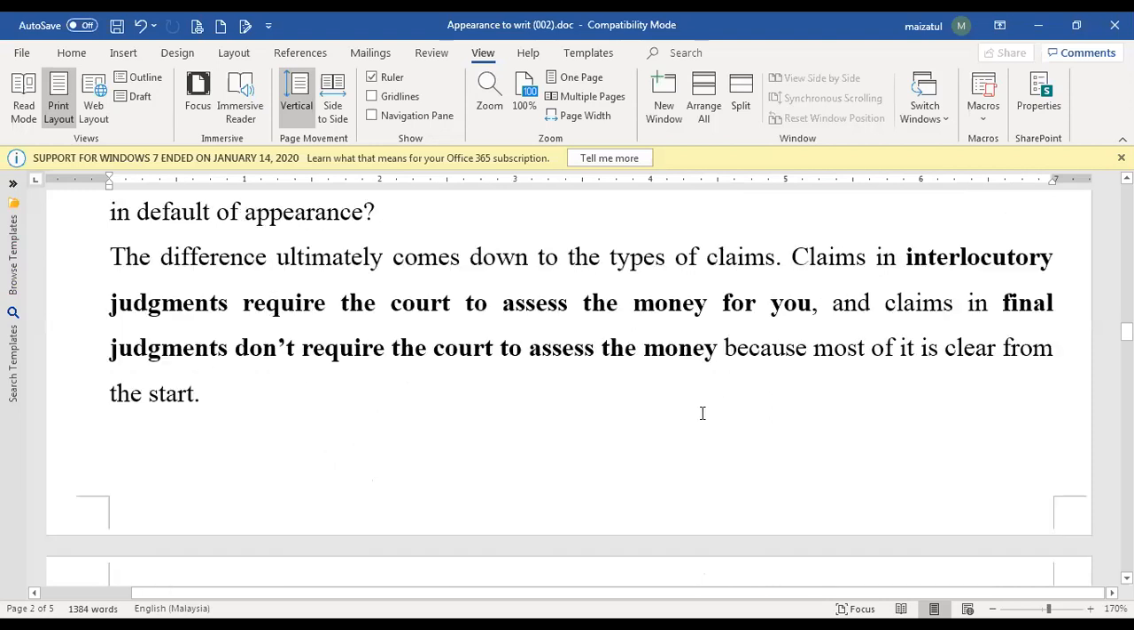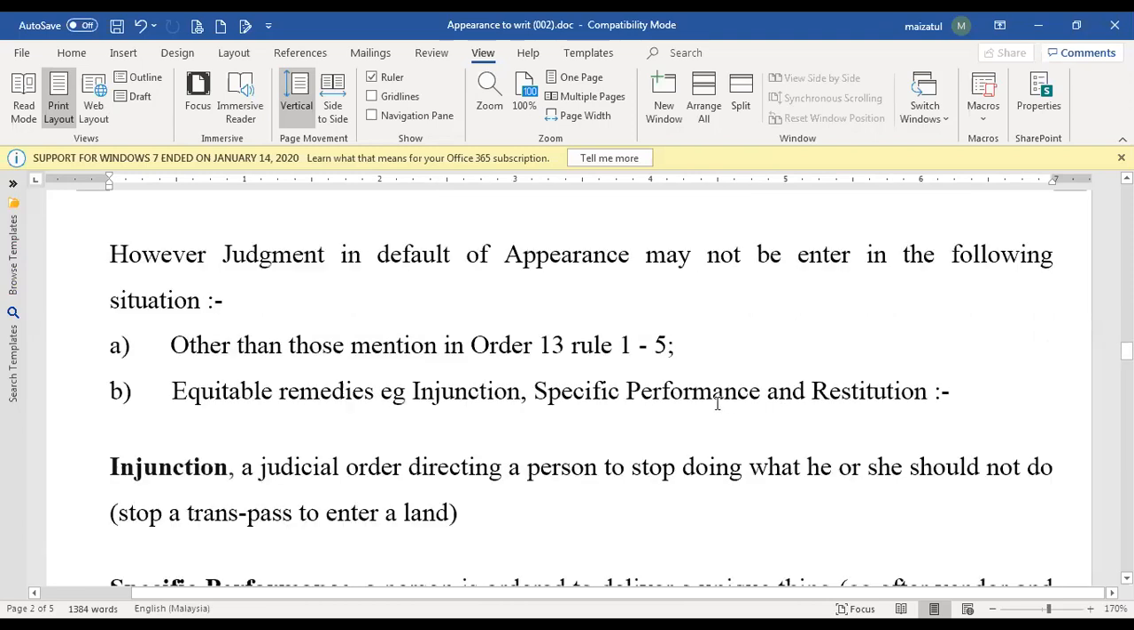Basically, these are the two types, and the difference is this. For the final judgment, the figure does not need to be ascertained by the court because you have already fixed it and stated it in the writ. But for the interlocutory judgment, it requires the court to assess the money for the plaintiff. That is why the best example would be pain and suffering.